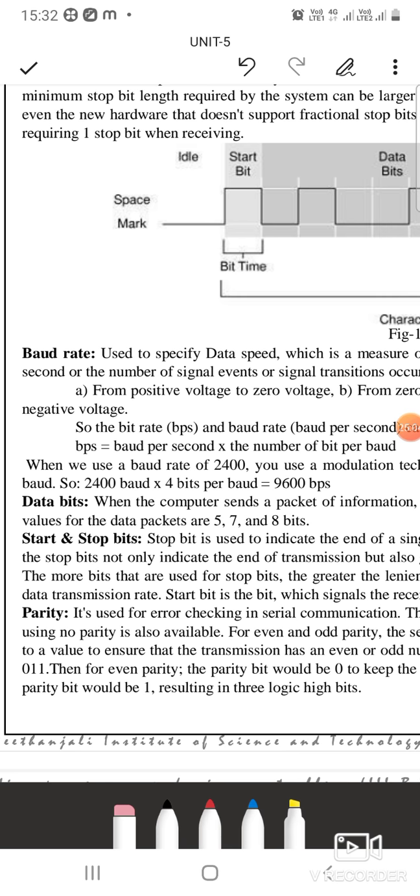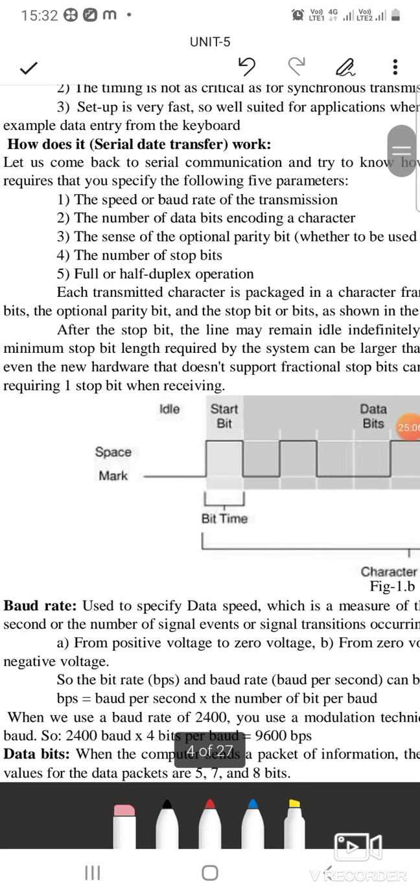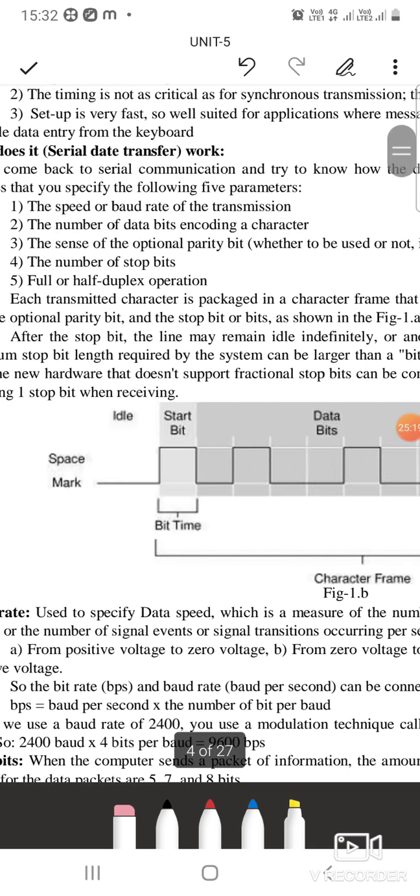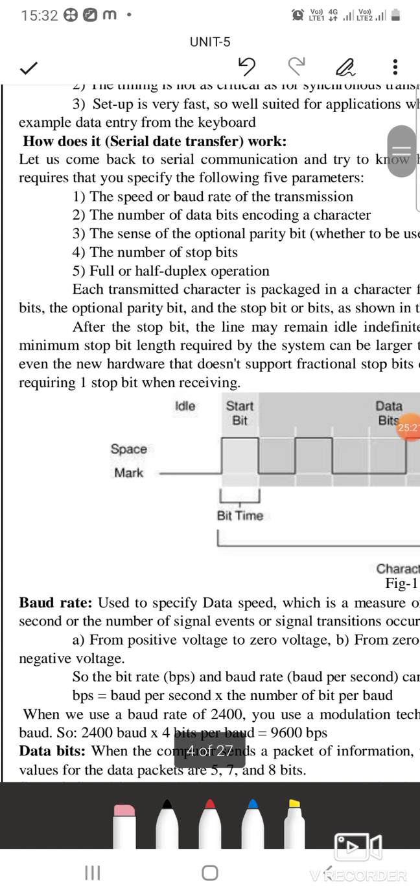Then the next important point is the optional parity bit. The parity bit is used for checking errors. So you can include an additional parity bit in the transmission, which can be used for checking the errors. You can go for odd parity of the transmission, or you can go for even parity of the transmission. And then the number of stop bits.